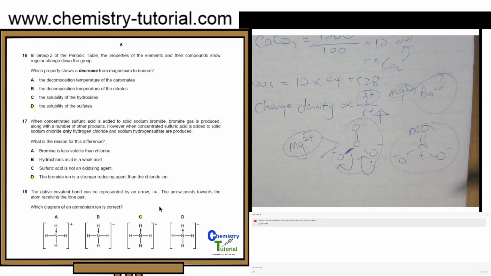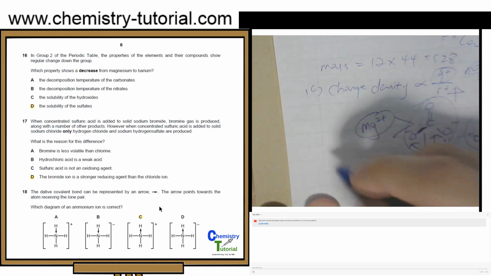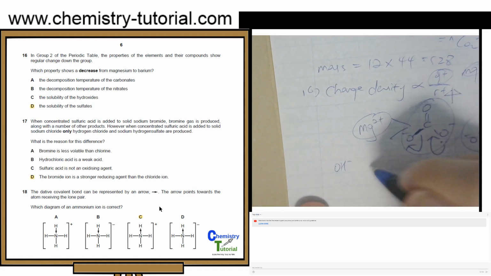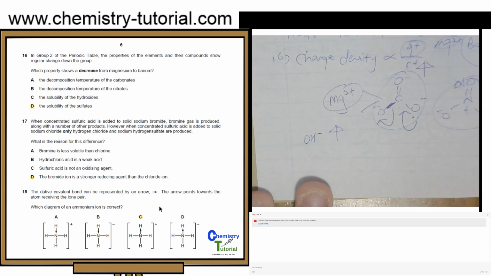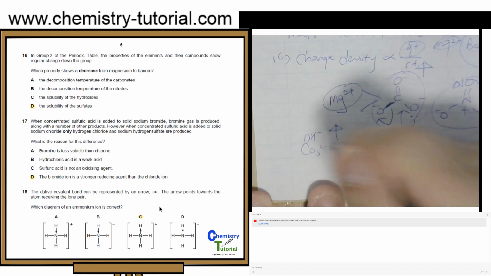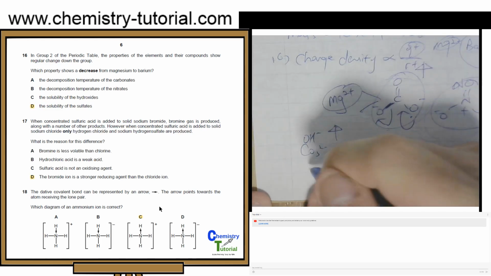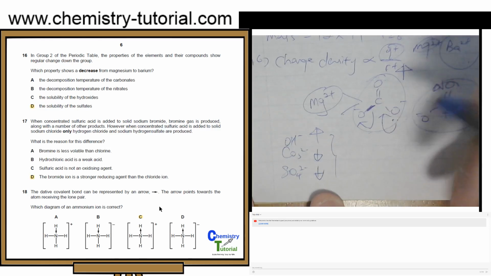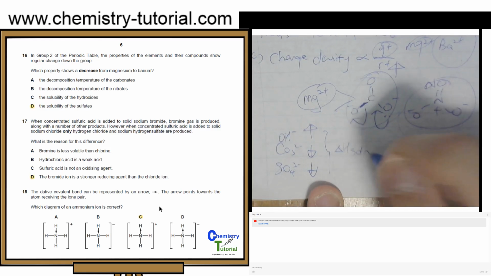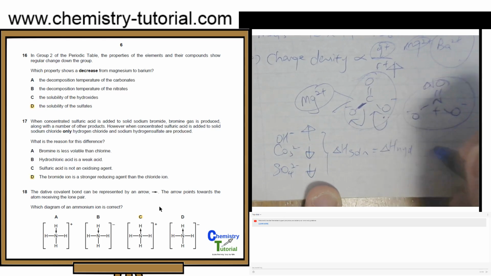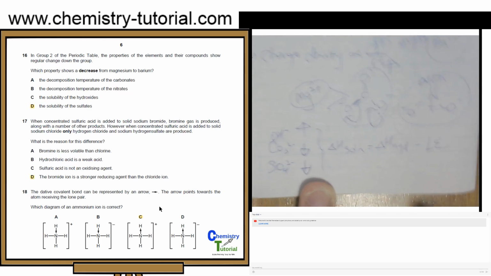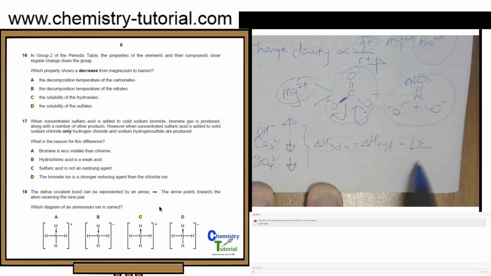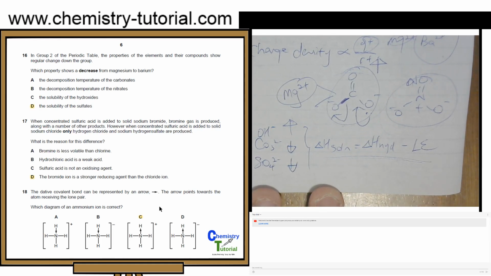So A and B are out. For C, as you go down group 2, the solubility of hydroxide actually increases. The solubility of the carbonates actually decreases, and the solubility of the sulfate actually decreases as well. The reason has to do with delta H solution equals delta H hydration minus lattice energy. Right? This phenomenon can be explained using this equation. So the only correct answer is option D.